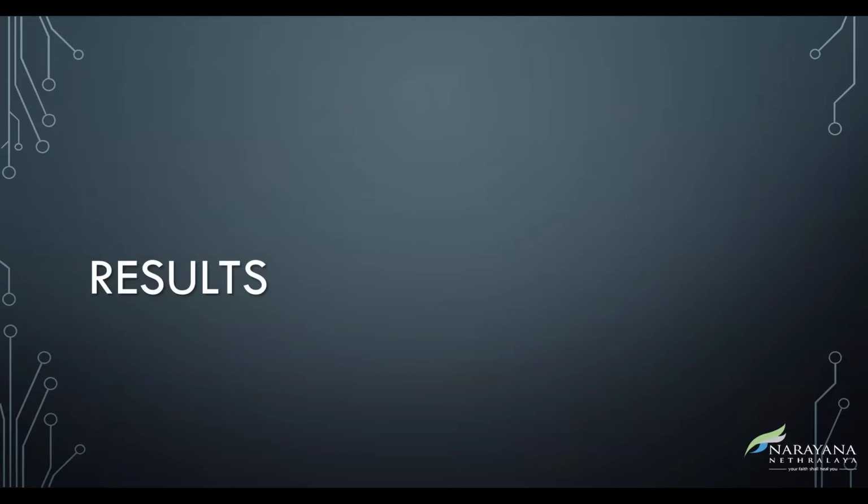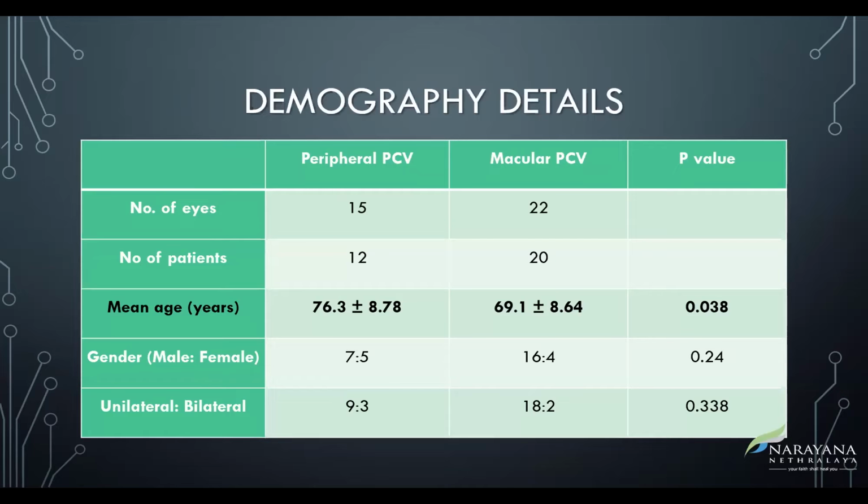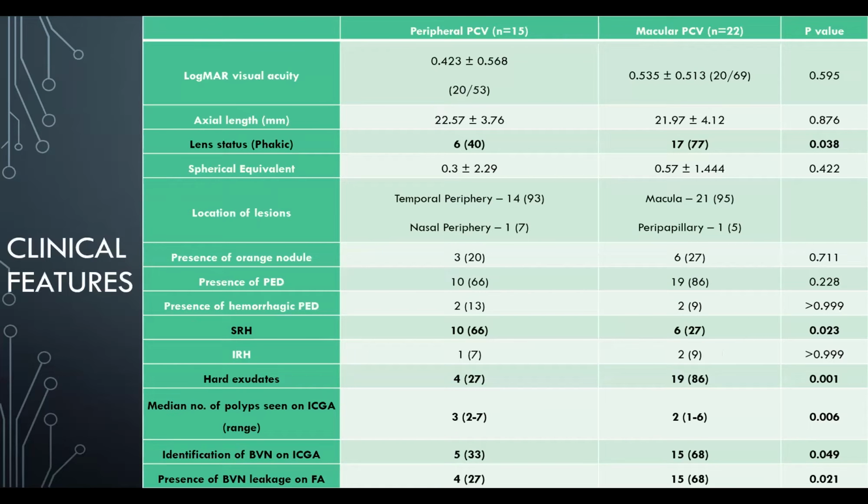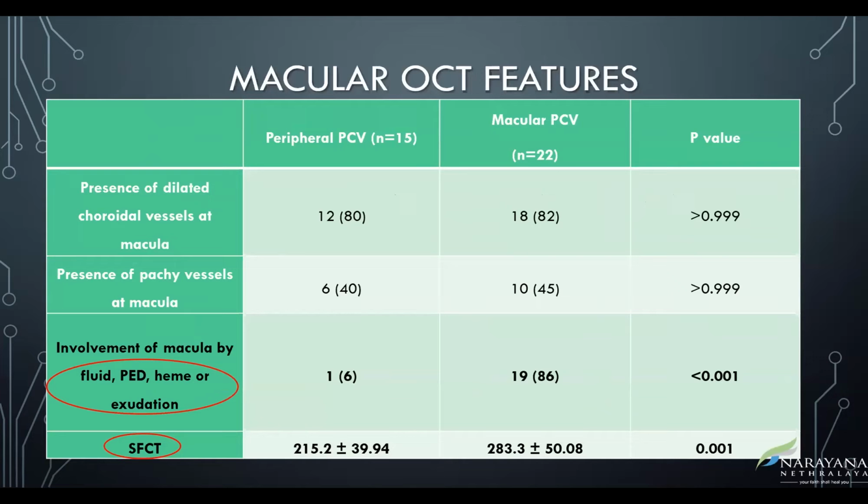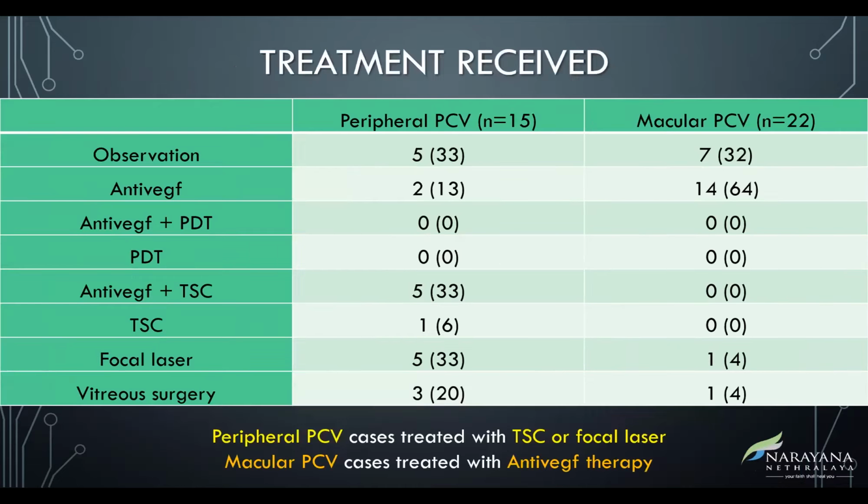Our results were a little bit surprising to us ourselves. The mean age in patients with peripheral PCV was much higher than in the macular PCV group. Also, looking at the clinical features, the lens status, subretinal heme, hard exudates, mean number of polyps, and the identification of a branching vascular network were much different in the peripheral PCV group than the macular PCV group. The macular OCT features showed that involvement of the macula by fluid, pigment epithelial detachment, heme or exudation, and the subfoveal choroidal thickness were much more in the macular PCV group than the peripheral PCV group. Peripheral PCV patients were mostly treated with transscleral cryotherapy and focal laser to the polyps, whereas the macular PCV group was mostly treated with anti-VEGF therapy.